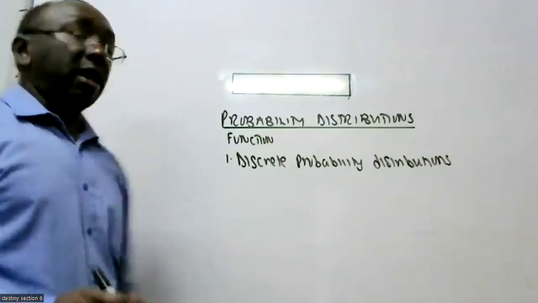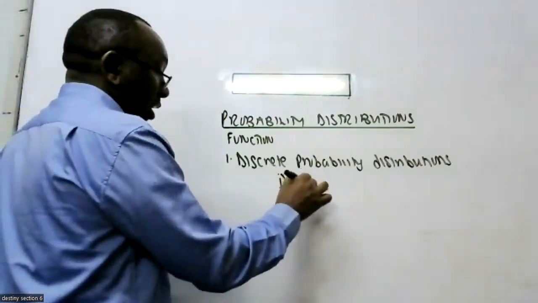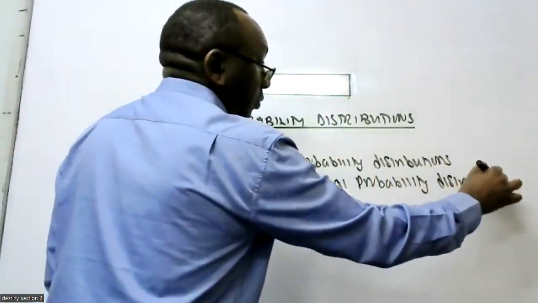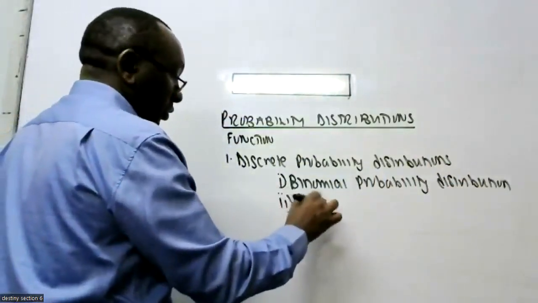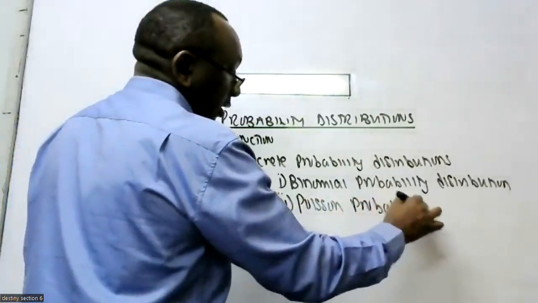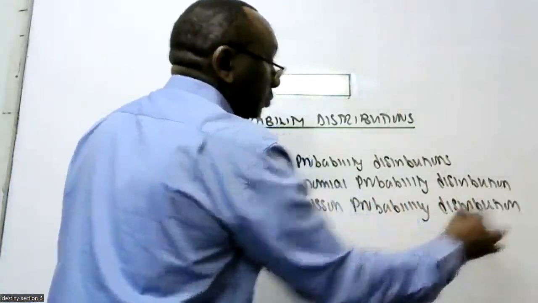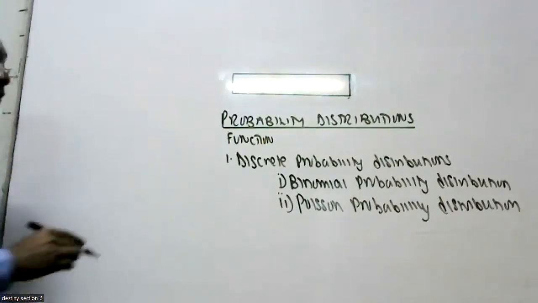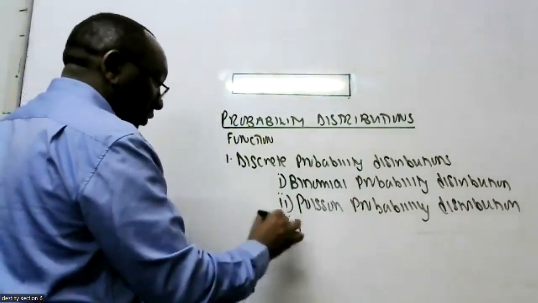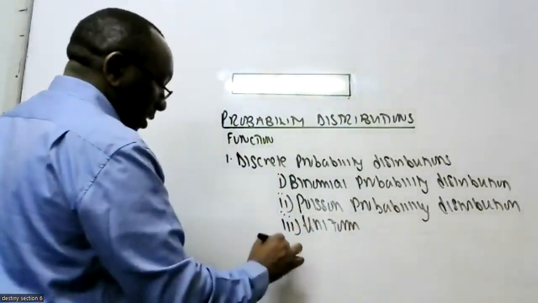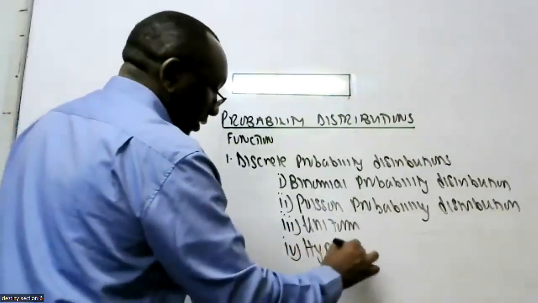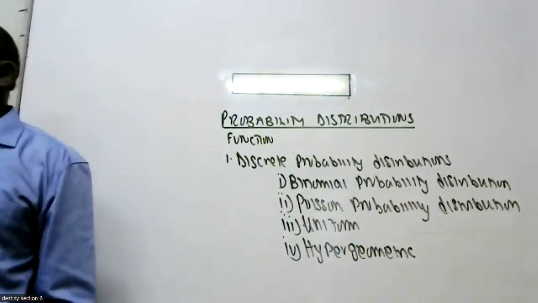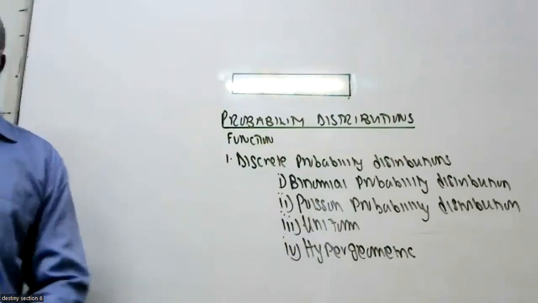So the most common are, first, binomial probability distribution. Number two, Poisson probability distribution. Maybe I can mention others, although we shall not discuss them. There is another one called uniform, and another called hypergeometric. But these two we shall not discuss, they're not in your syllabus.